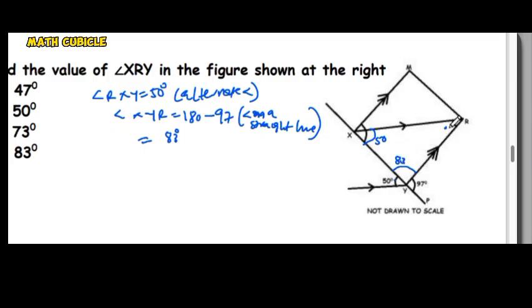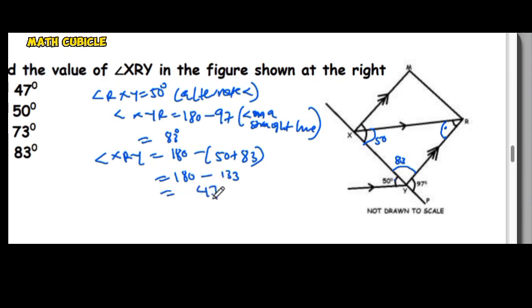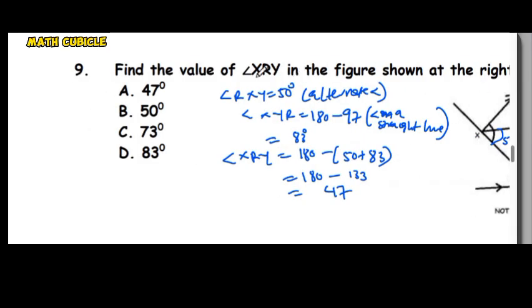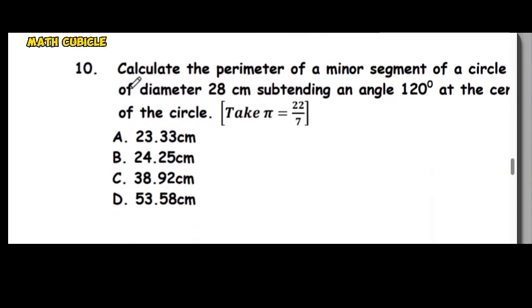So this angle now, angle XRY, that's this angle. This is a triangle now, and sum of angles in a triangle is 180. So angle XRY is equal to 180 minus 50 plus 83. That becomes 180 minus 133, that's 47 degrees. So our answer is option A, 47 degrees. Now for question number 10.